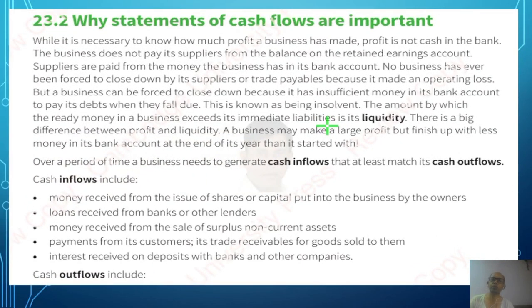Why are statements of cash flow important? While it is necessary to know how much profit a business has made, profit is not cash in the bank. The business does not pay its suppliers from the balance on the retained earnings account. Suppliers are paid from the money the business has in its bank account. No business has ever been forced to close down by its suppliers or trade payables because it made an operating loss. But a business can be forced to close down because it has insufficient money in its bank account to pay its debts when they fall due. This is known as being insolvent.